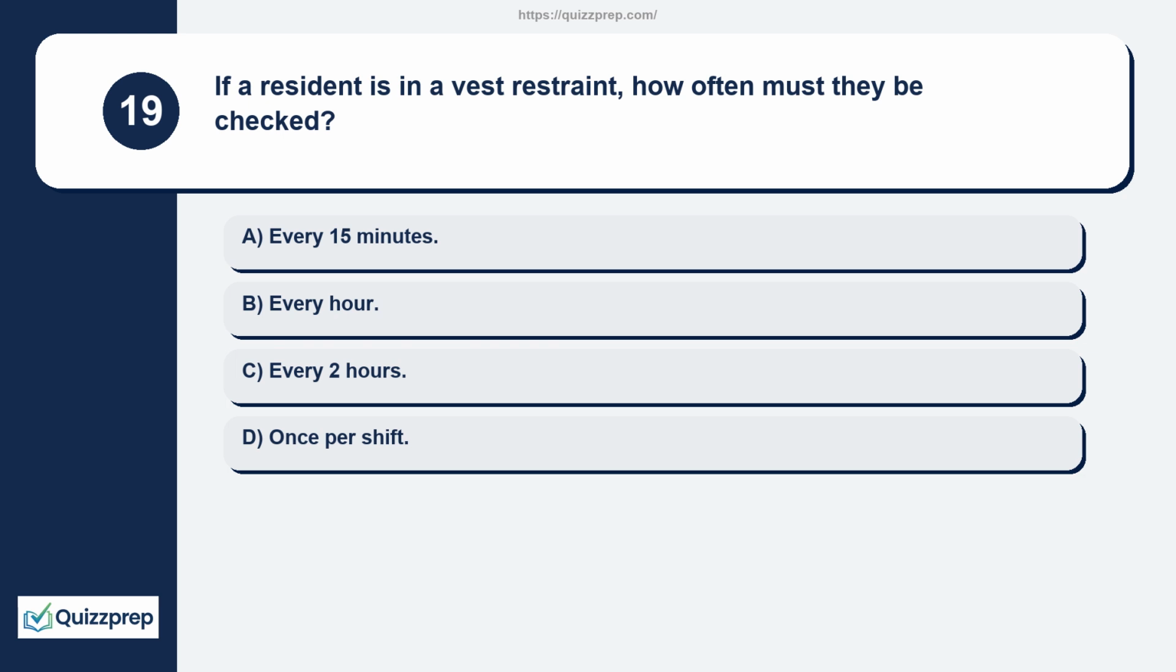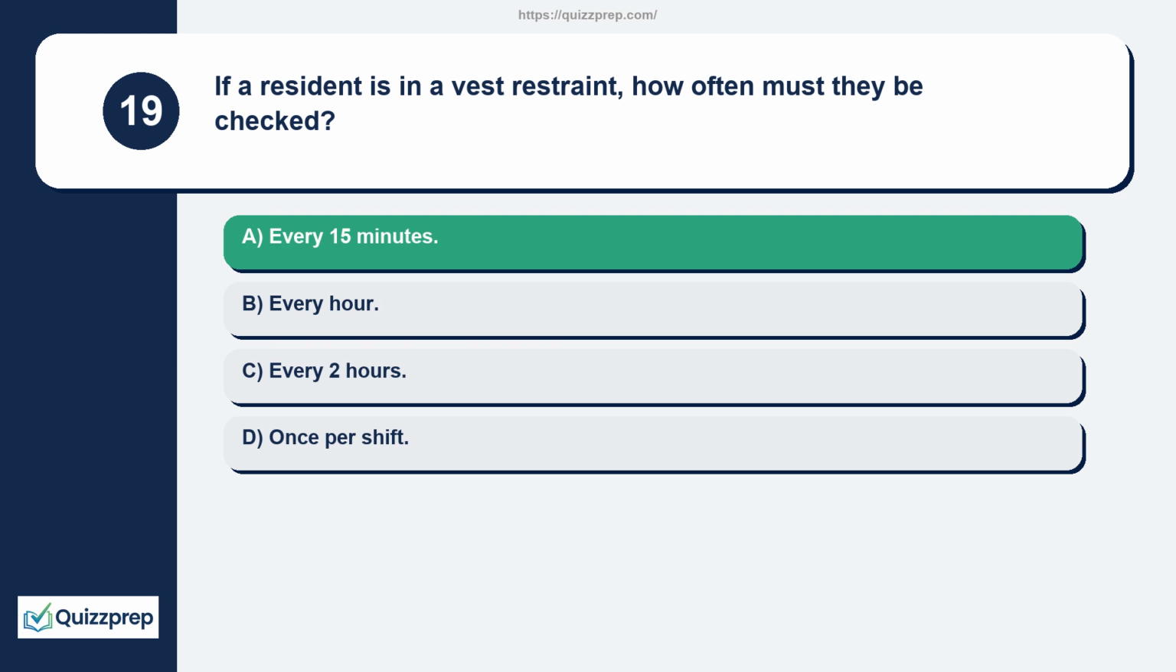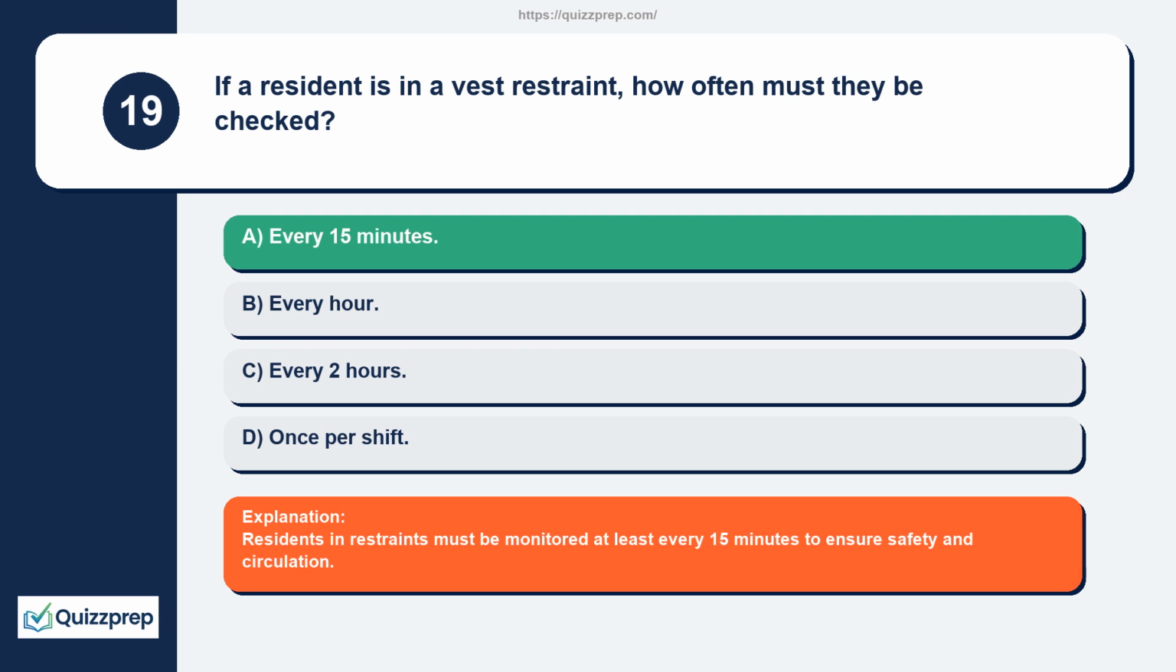Question 19. If a resident is in a vest restraint, how often must they be checked? Every 15 minutes. Every hour. Every 2 hours. Once per shift. Residents in restraints must be monitored at least every 15 minutes to ensure safety and circulation.